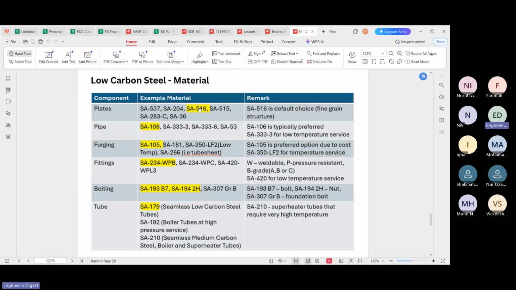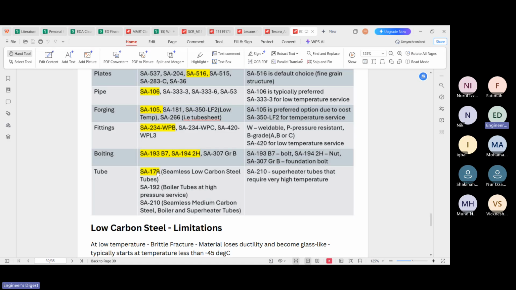516 is still okay for low temperature. For pipe is SA333, low temperature. Okay, for forging is 350 LF2. Okay, for fitting is 420 for low temperature. Okay, for tube, typically used is 179, but if you require a higher temperature, then you go to SA210.